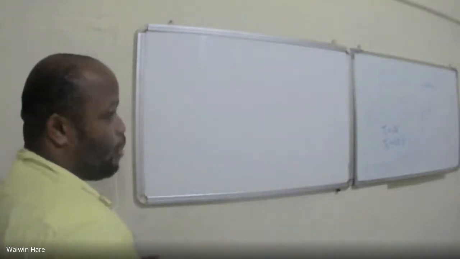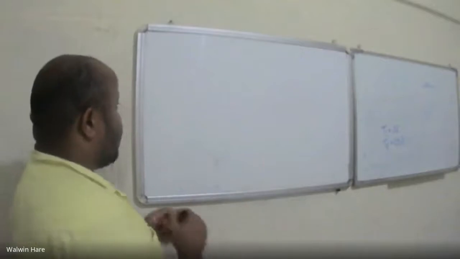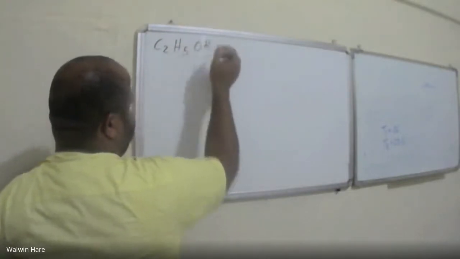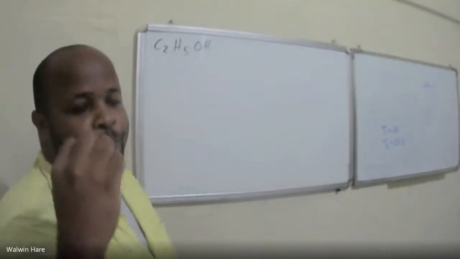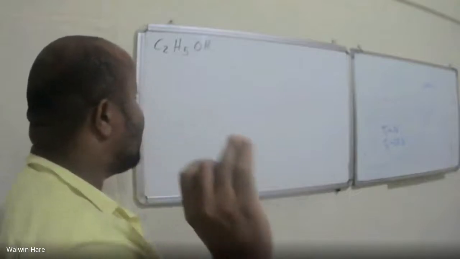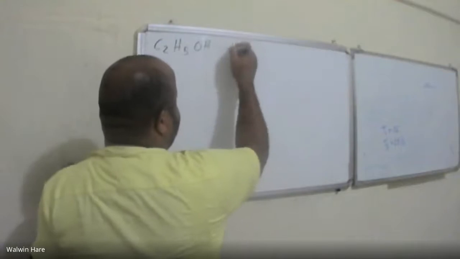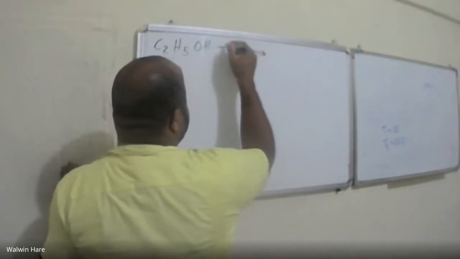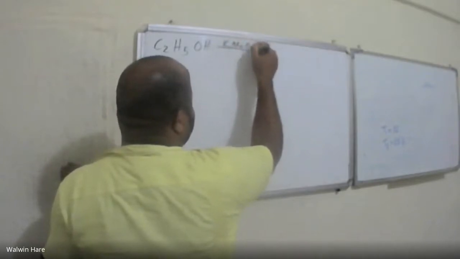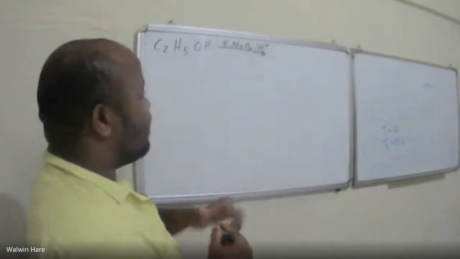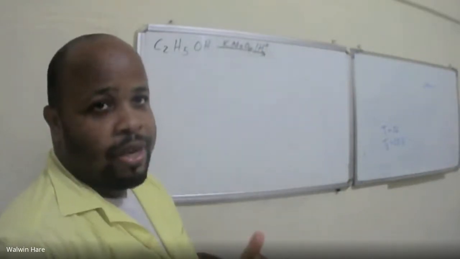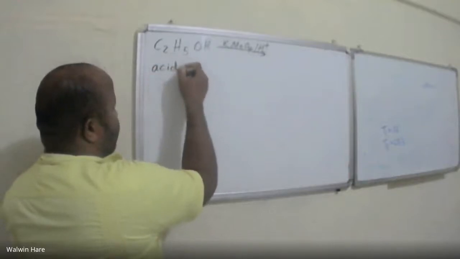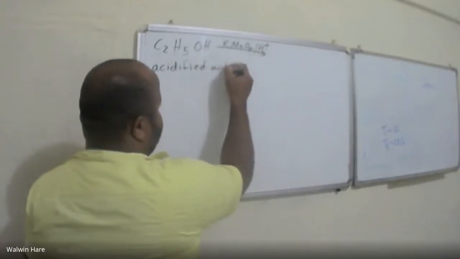All right, so the next reaction we're going to do now is the oxidation of alcohols. The two oxidizing agents we're going to use are potassium dichromate and potassium permanganate. An alcohol reacts with potassium permanganate /H+. The H+ means it is acidified, and the acid that we use is sulfuric acid. So we acidify the potassium permanganate with sulfuric acid.